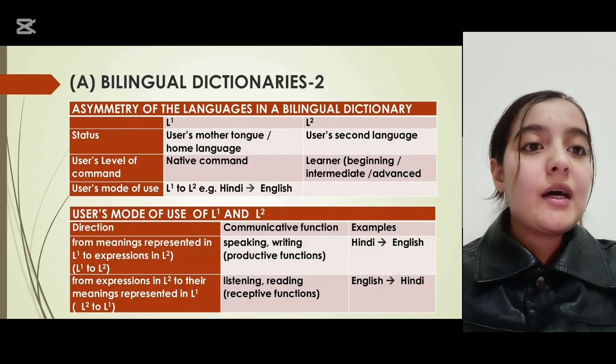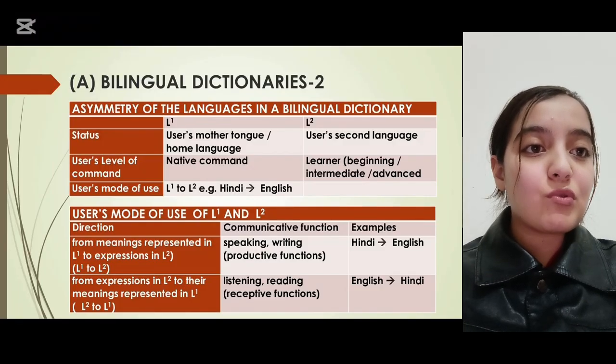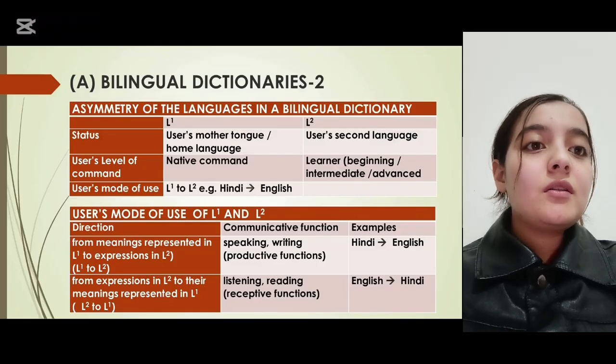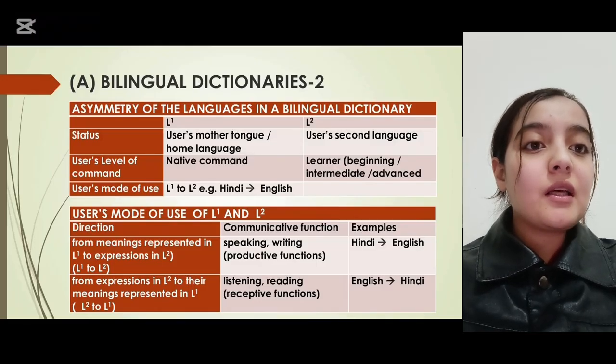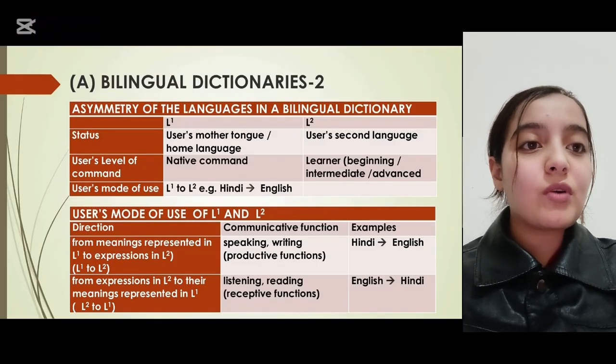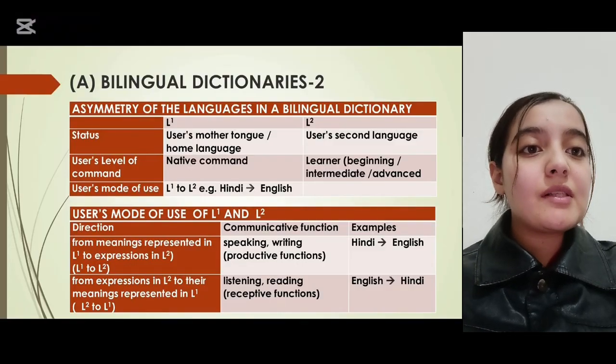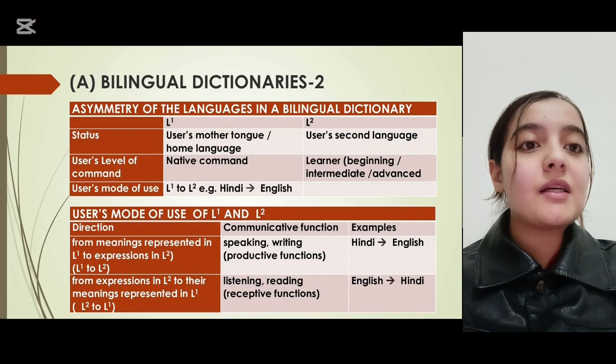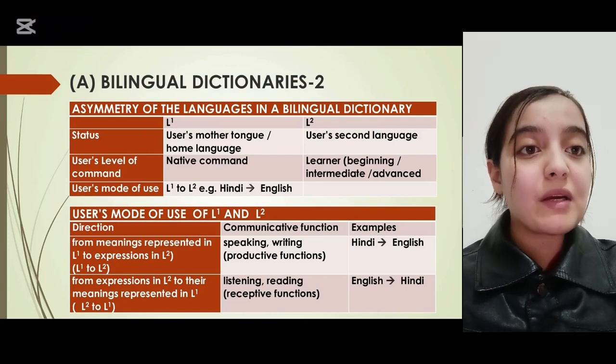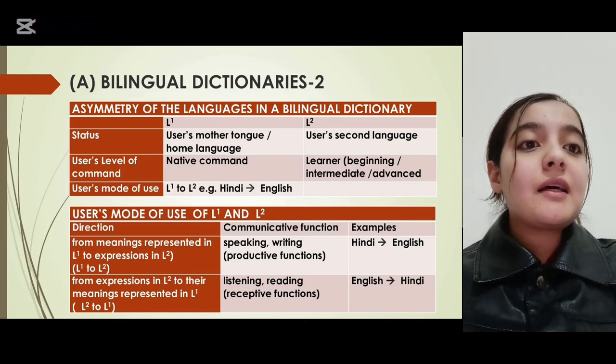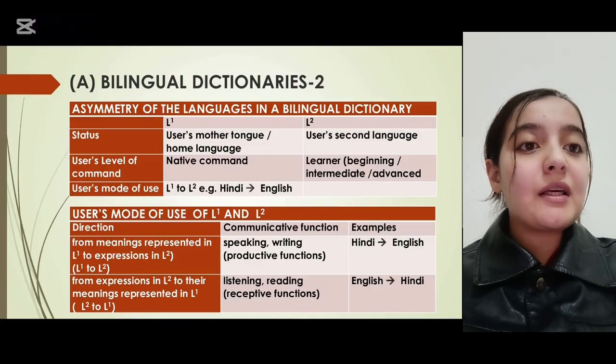That is, moving from the expressions in L2 to their meanings represented in L1. So that is the movement from L2 to L1. Listening and reading, our receptive functions, are relevant here. So examples are the English-Uzbek dictionary, the English-Uzbek segment of the bilingual dictionary.